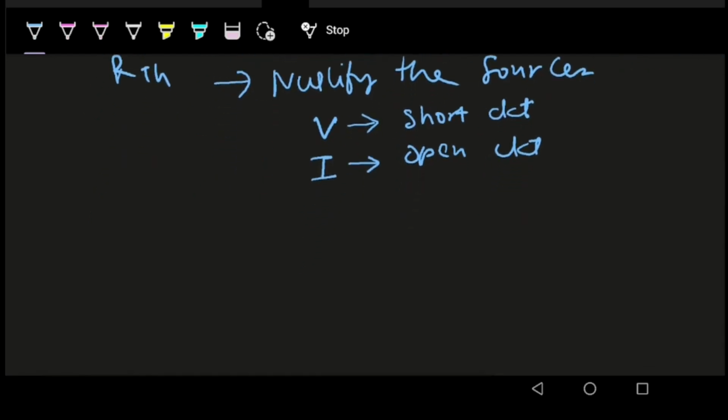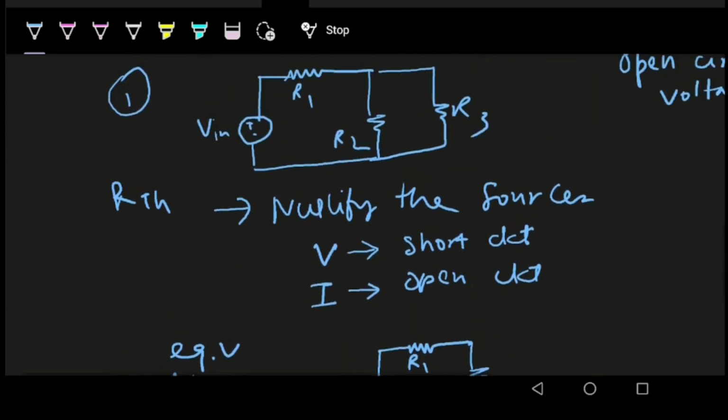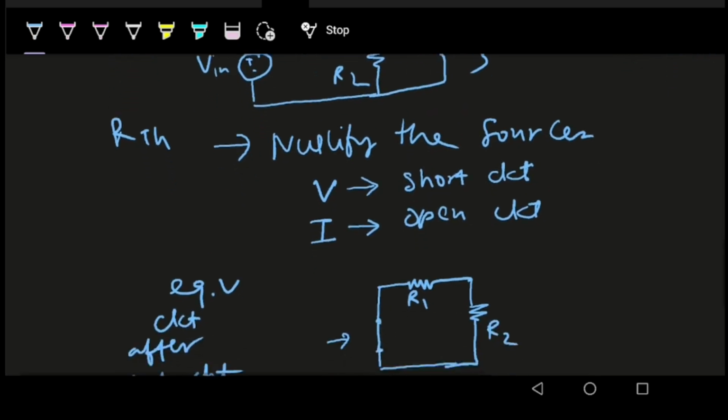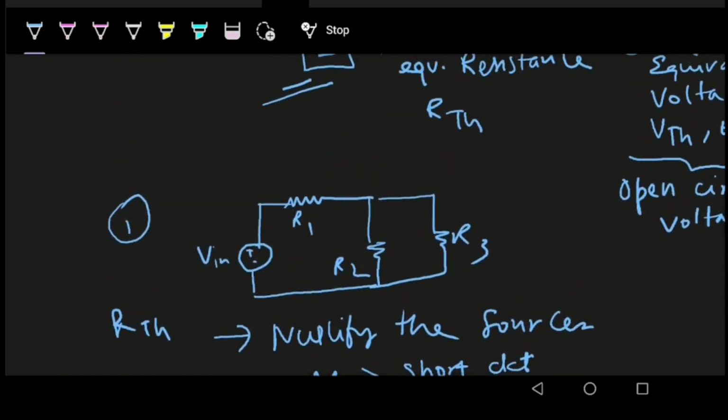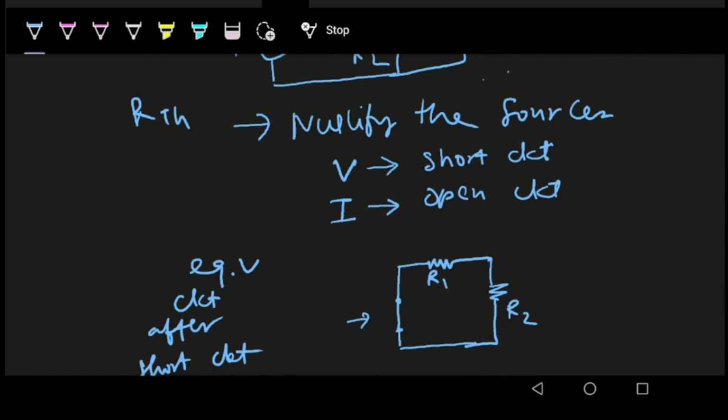After short circuit, the equivalent circuit would look something like this. Initially there was a voltage source here, so now I have short circuited this one, and we have the resistor network R1 and R2. And one more thing, we have to disconnect the load. Here we had the load R3, right? So I will just mark this port with A and B.